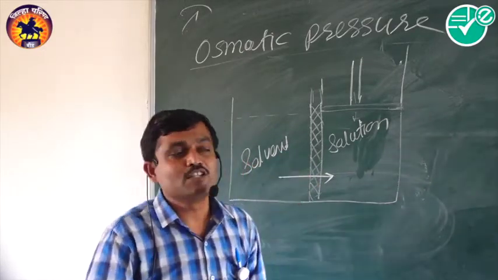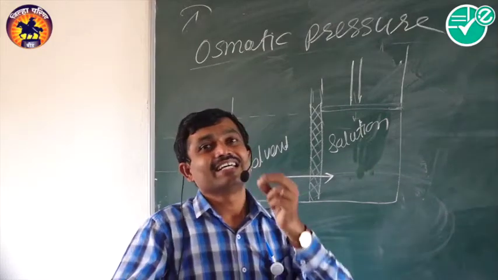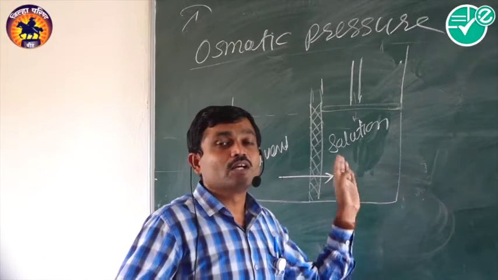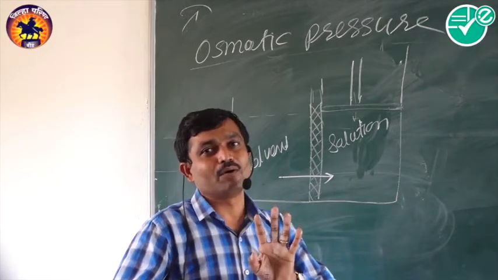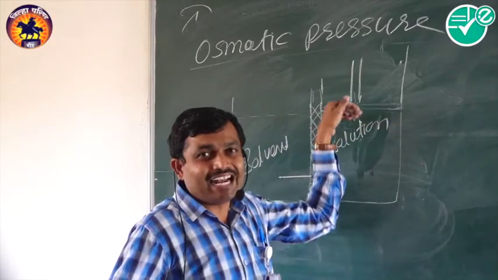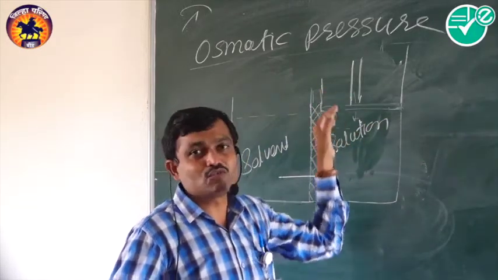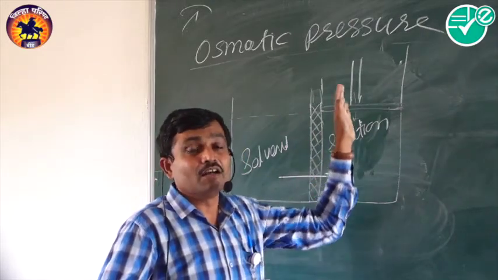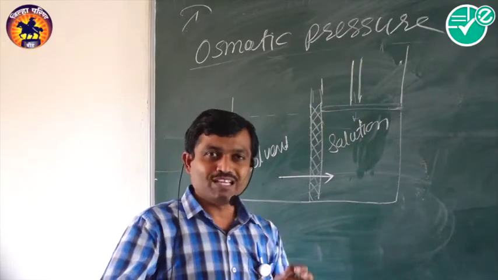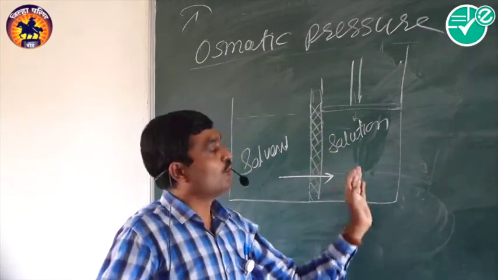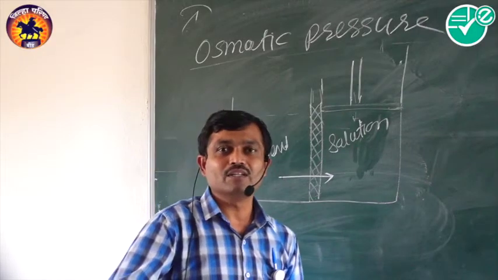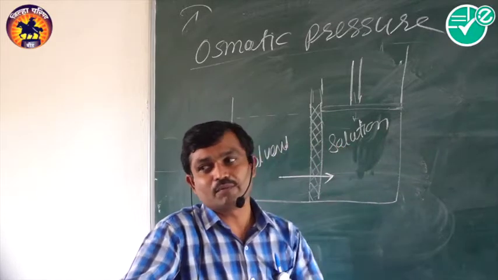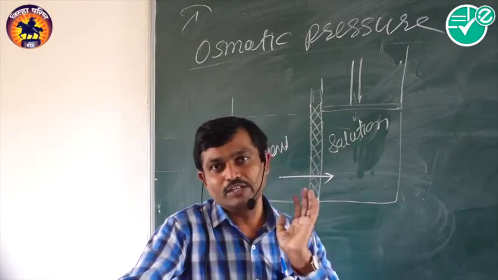The property which depends upon the number of solute particles is called a colligative property. Therefore osmotic pressure also depends upon the number of solute particles added. The more solute particles added, the greater the flow and the greater the pressure applied to stop that flow, and therefore we say that osmotic pressure is a colligative property.